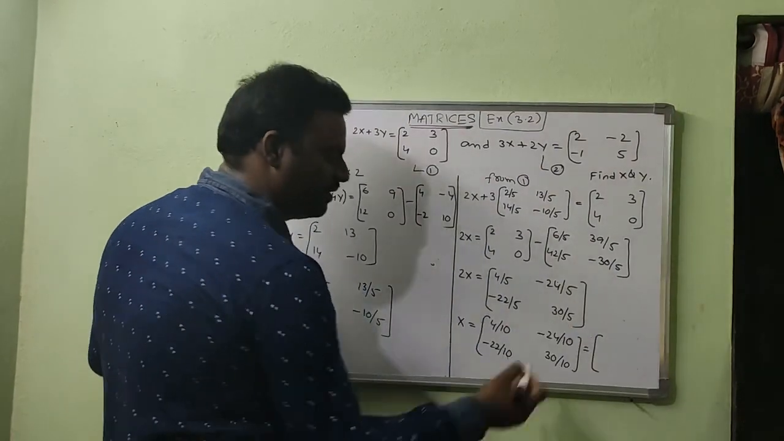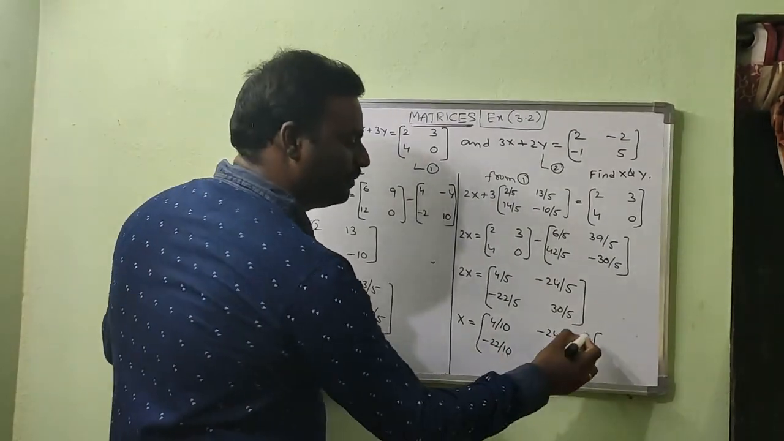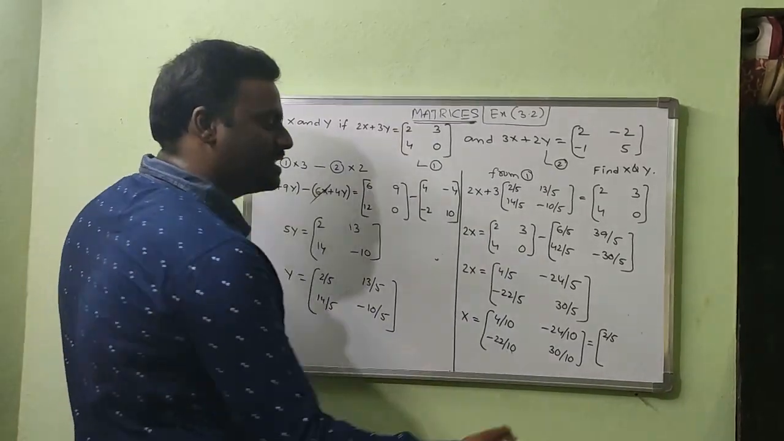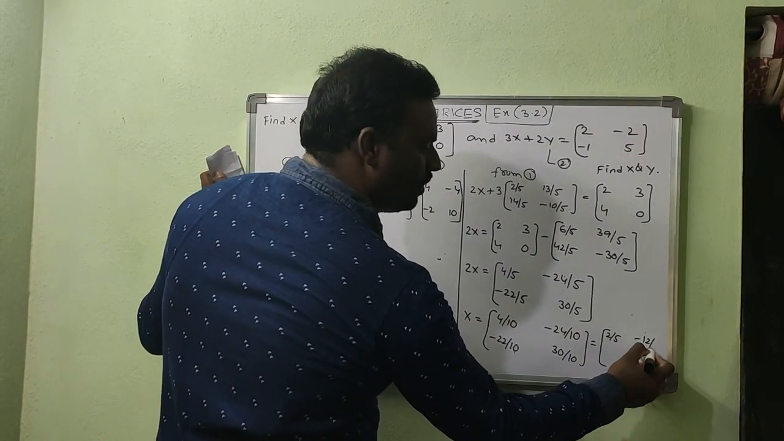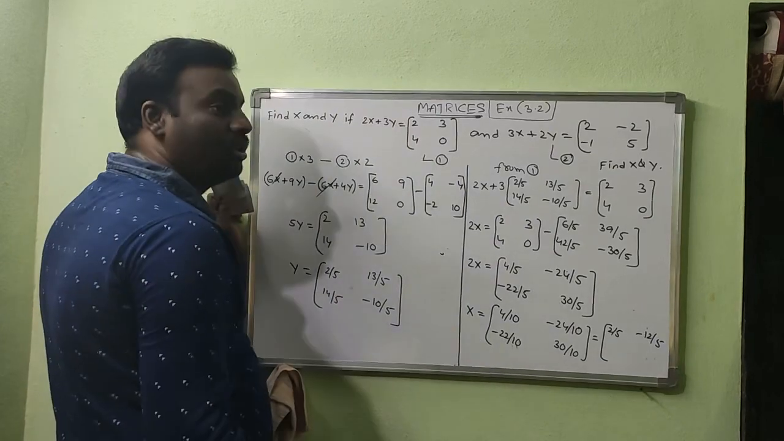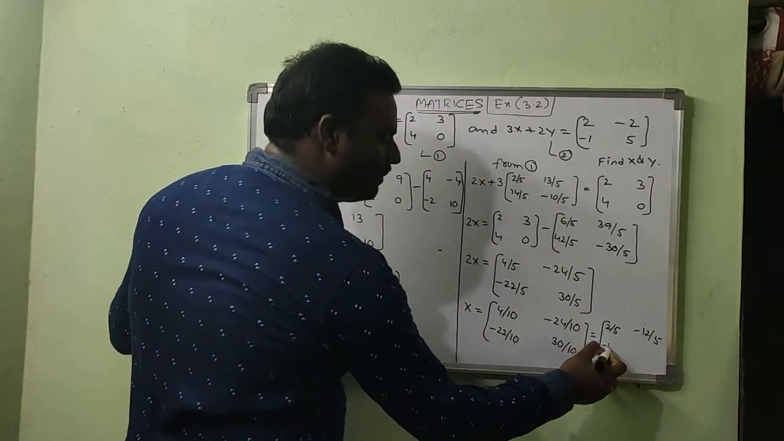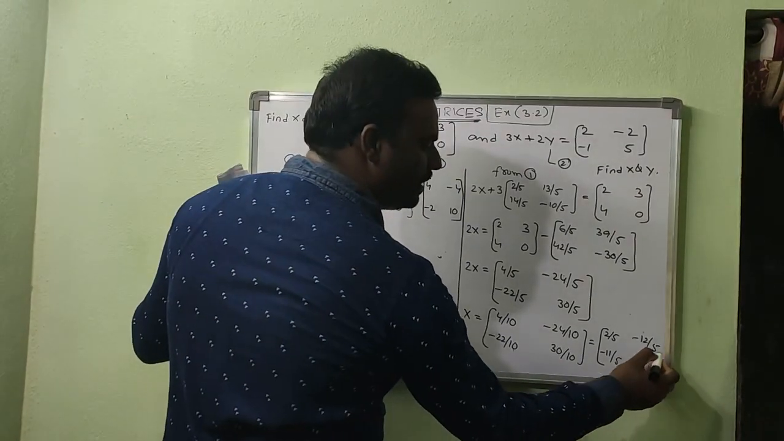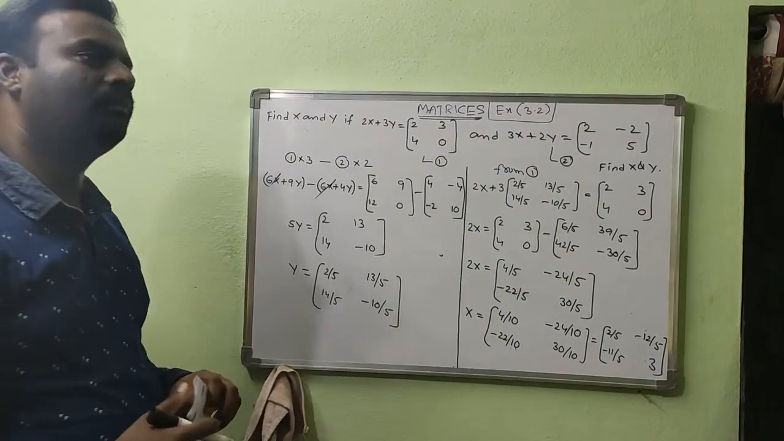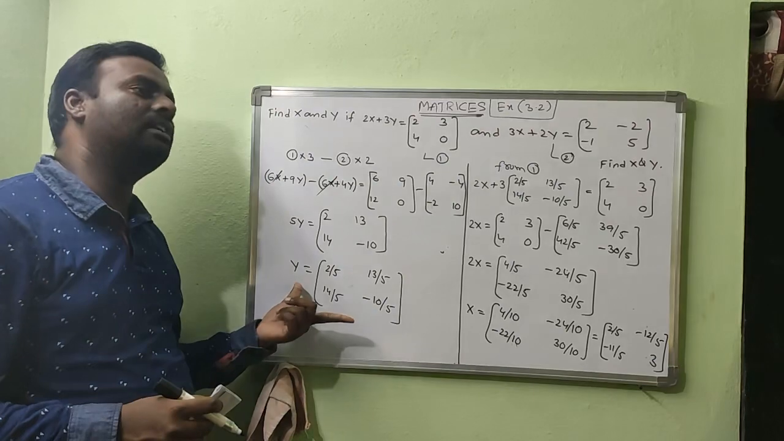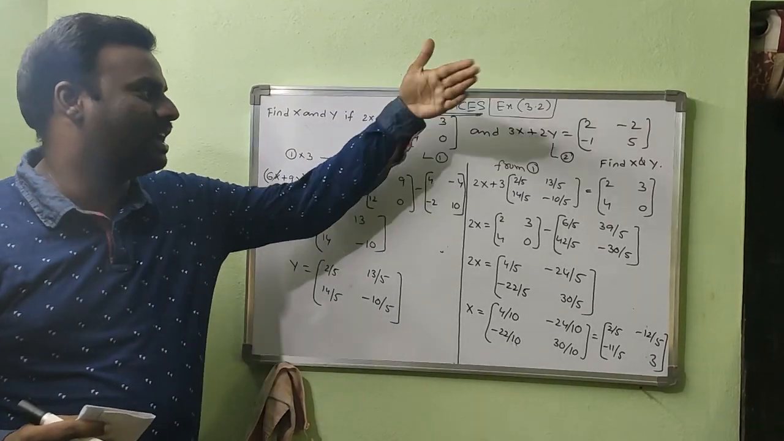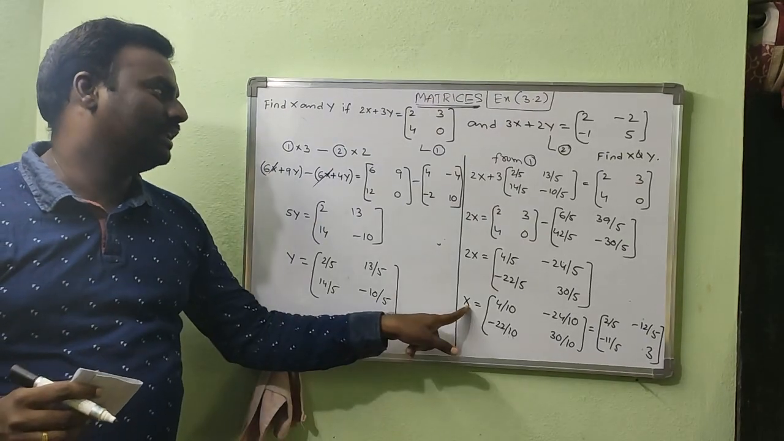So the final answer: 4 by 10 is nothing but 2 by 5. 24 by 10 is nothing but 12 by 5. 22 by 10 is nothing but 11 by 5. 30 by 10 is nothing but 3. So first we got the value of Y. Substitute this Y value either in equation 1 or equation 2. You will get the value of X.